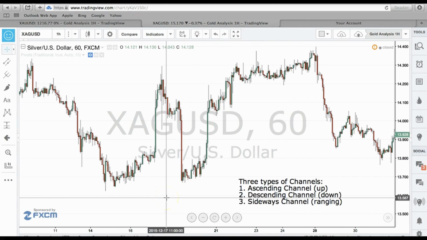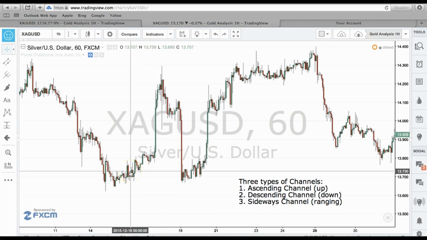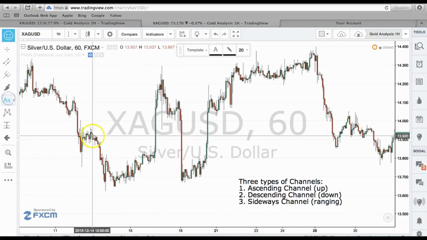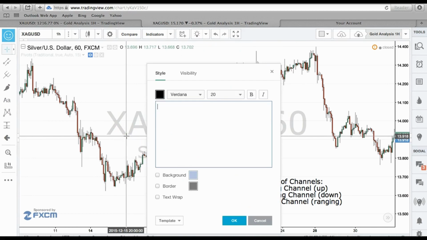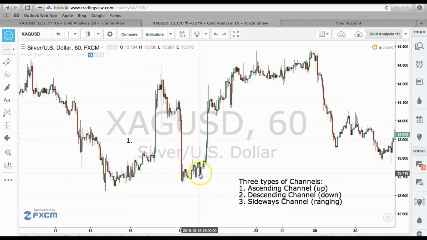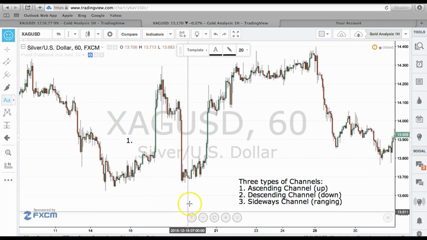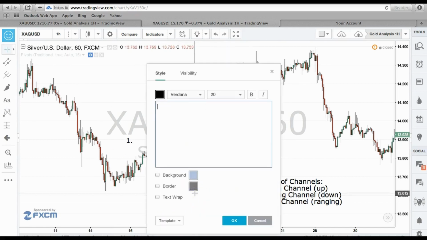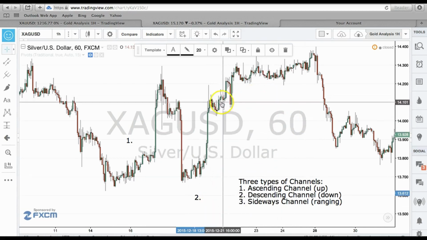So for demonstration purposes, I have silver pulled up on an hourly chart, and I've spotted 3 ascending channels that resulted in major breakouts. The first one is right here. The second one is right here. And the third one is right here.